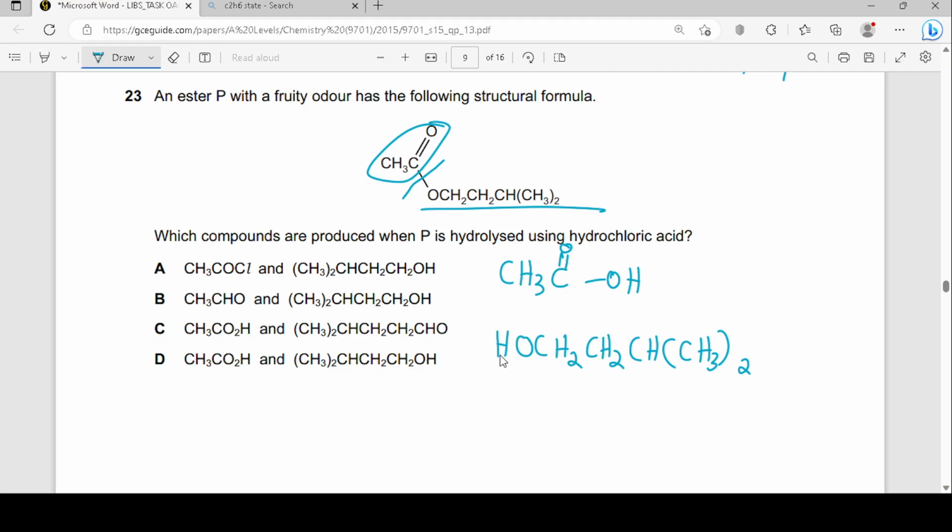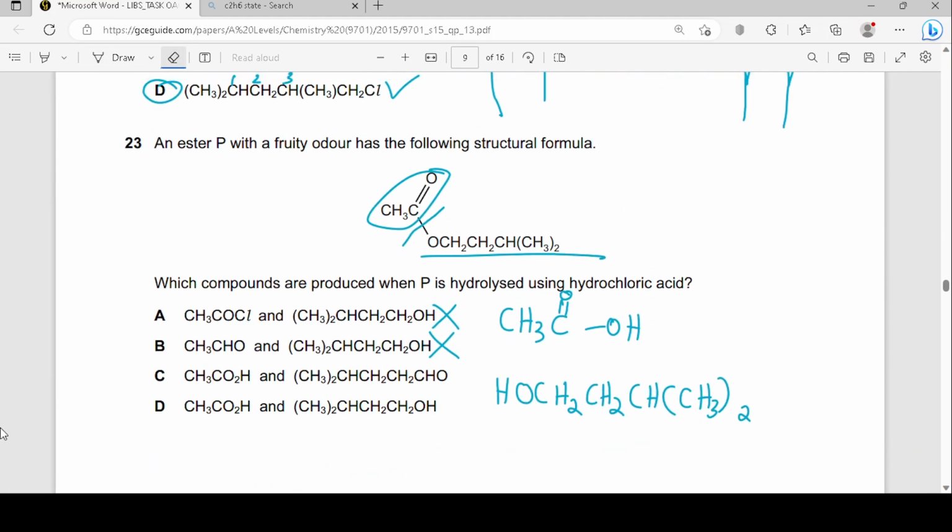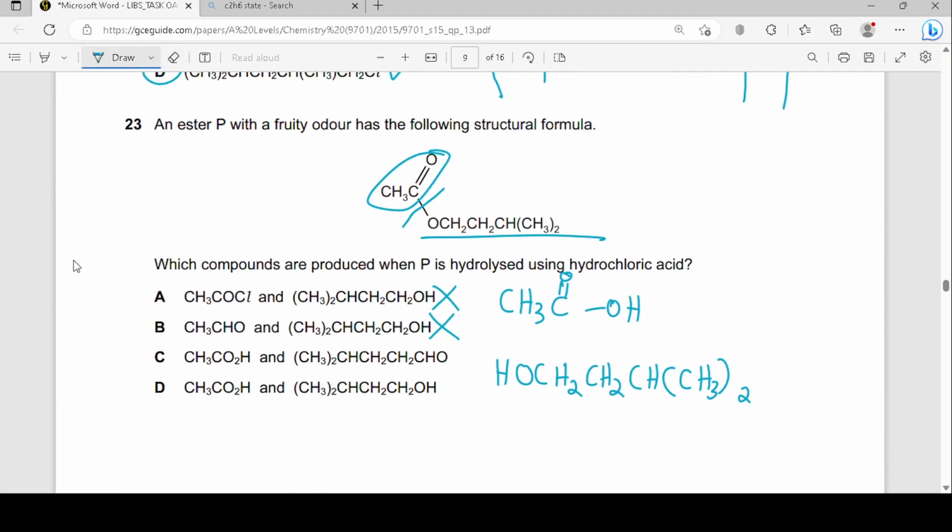And what are they asking? Which compounds are produced when P is hydrolyzed using hydrochloric acid? So you can cancel this out. Aldehyde, why would you get an aldehyde? And honestly, ethyl chloride, those are not in the A2 syllabus anymore. But anyways, you don't get that. Really, using hydrochloric acid, no. If you use PCl5, then you probably get that. That's not really a hydrolysis. Anyways, the point is A and B are wrong, okay? Because you don't get CH3COCl, you don't get CH3CHO.